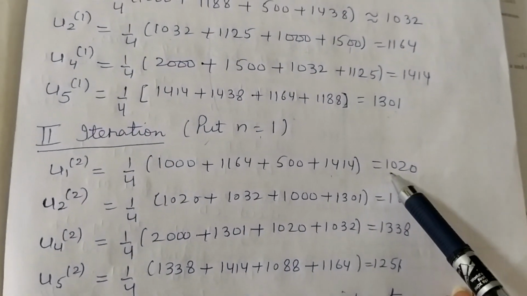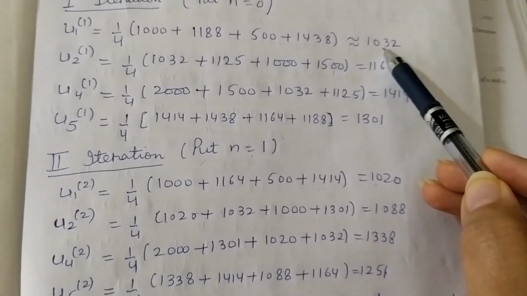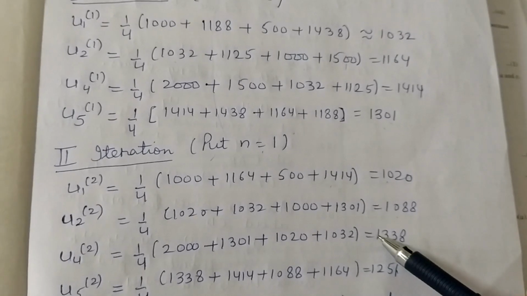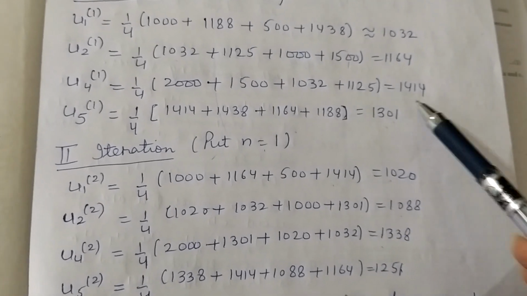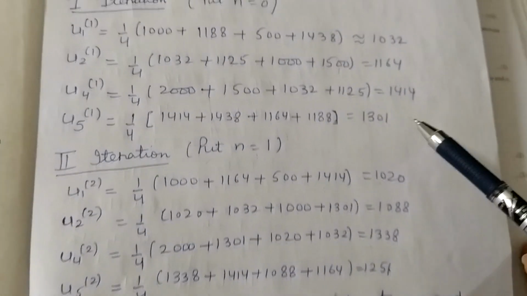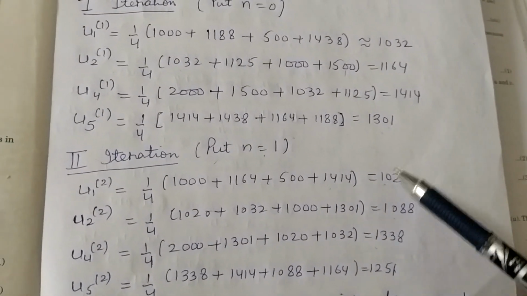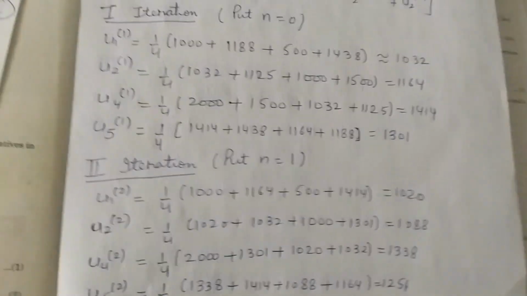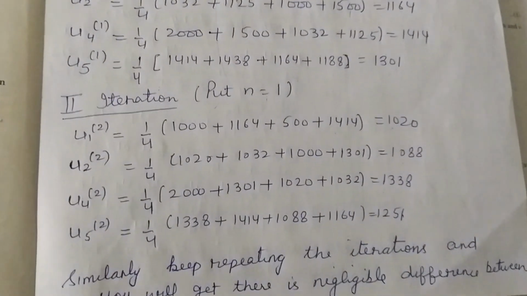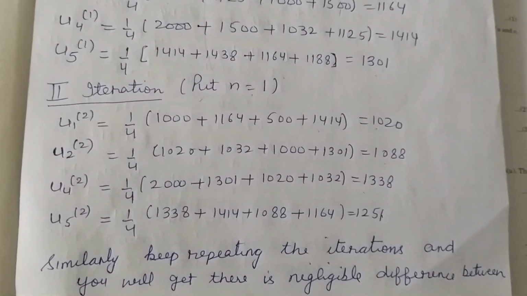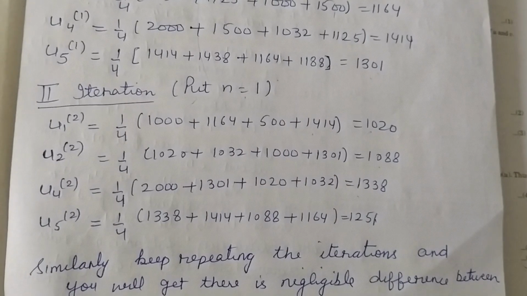Then you will compare this value with this one, the value of U2 with U2, the value of U4 2 with U4 1, the value of U5 2 with U5 1. They are not equal. They are not even approximately equal. So this means I have to repeat this iteration process again and again. Similarly, keep repeating the iterations and you will get a negligible difference between the values.